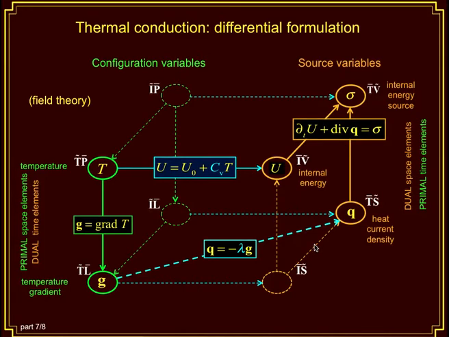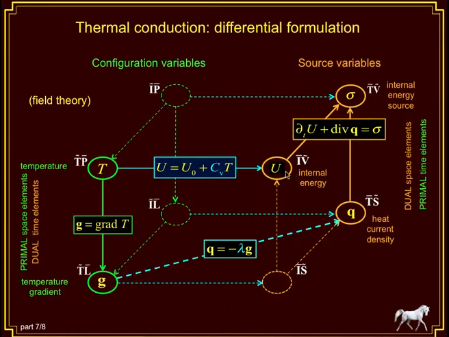Here you have the thermal conduction. The physical variables, it is a field theory, are the temperature that is associated with the points, and since it does not change sign under reversal of motion, this temperature is associated with the dual time intervals. So is the gradient of the temperature. The temperature gradient does not change sign for reversal of motion.